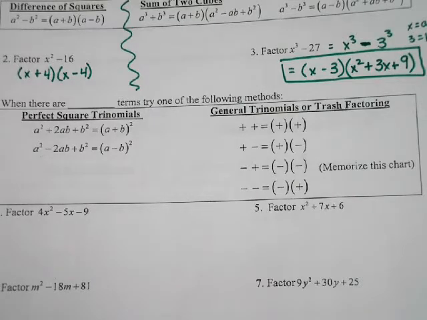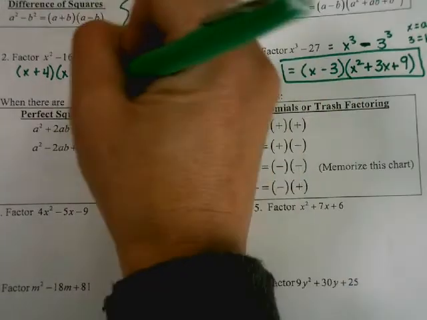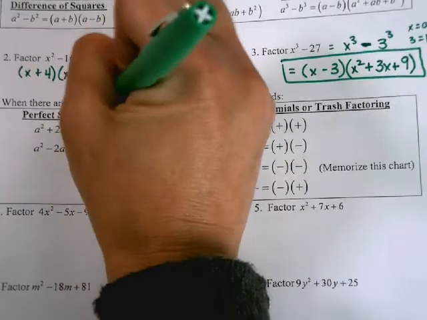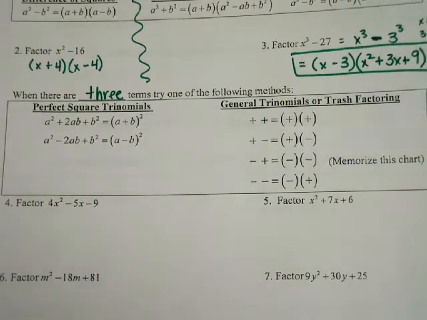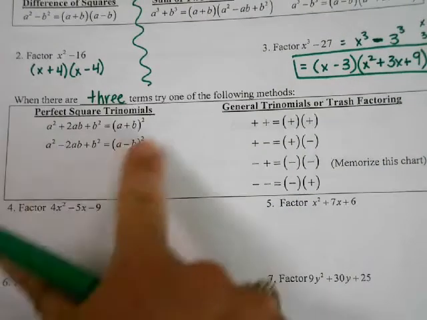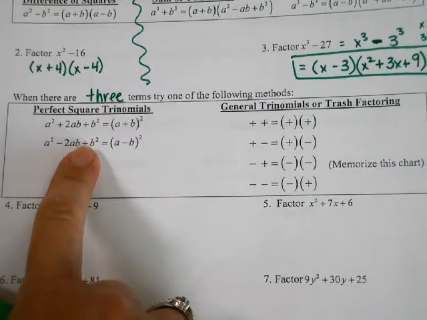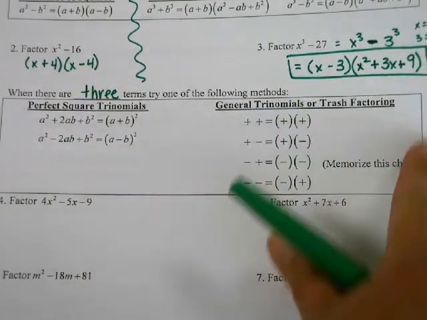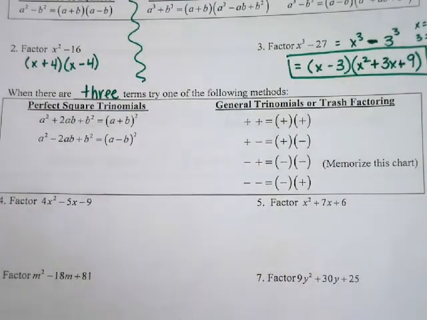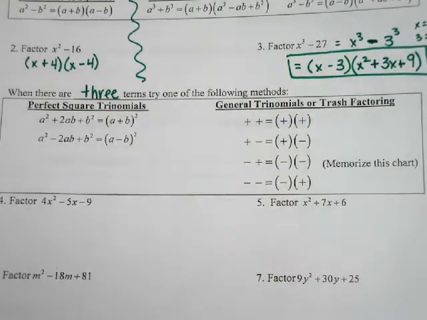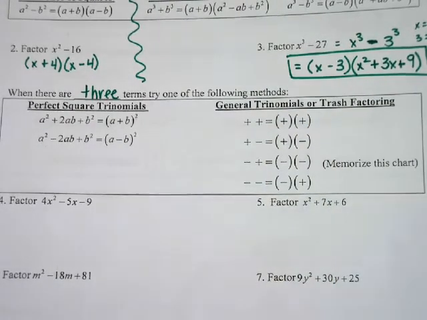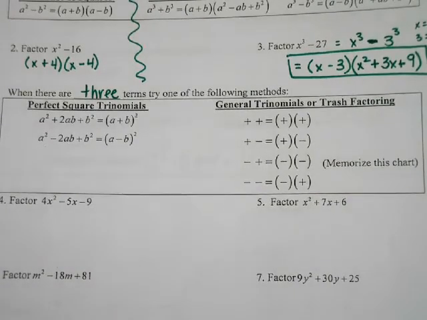Alright, when there are 3 terms, try one of the following methods. The first one is a perfect square trinomial. Those guys, they're nice if you see it like that, but really what I want to do is talk about just 3 terms in general, and how do you factor general trinomials, okay? I use what's called the trash method. Does that mean this is the only method there is to factoring? No, this is what I use.